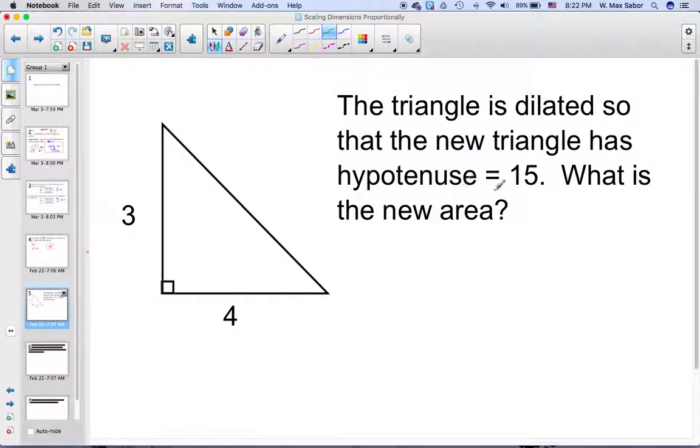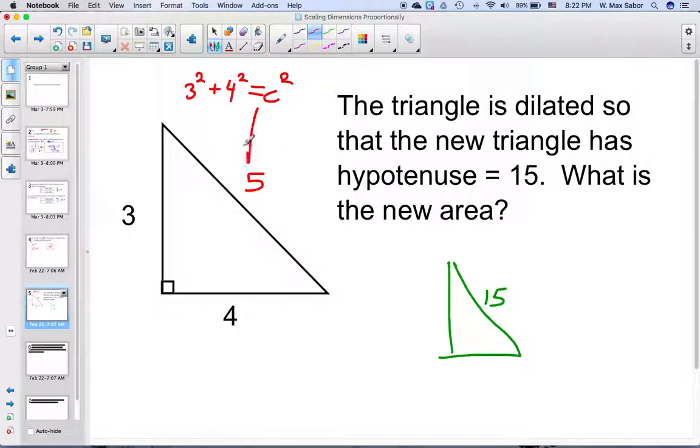Here, we have a triangle that is dilated, so the new triangle has hypotenuse 15. So we can use Pythagorean theorem to say 3 squared plus 4 squared, this will be 5. If you've forgotten Pythagorean theorem, this is how I'm getting the 5. And then from that, we can do 15 divided by 5 tells us the scale factor was once again 3. So we can take the old area and multiply by 3 squared.